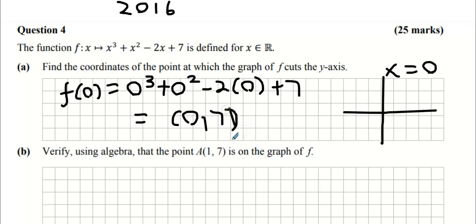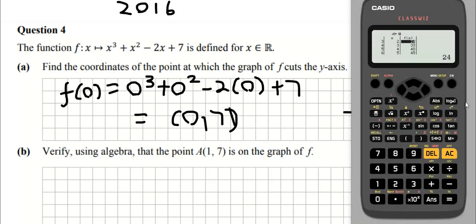You can also back this up using the table function, where if you try and draw this graph, you use x cubed plus x squared minus 2x plus 7. And you start at, let's say, minus 10 to plus 10. You'll see that the point where it crosses the y-axis is 0, 7, which is okay here.